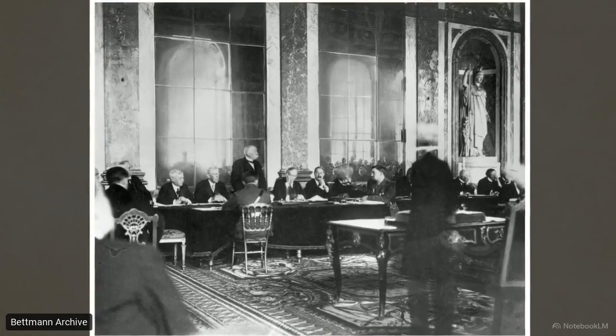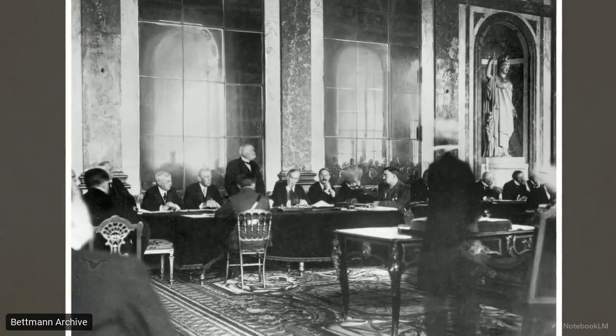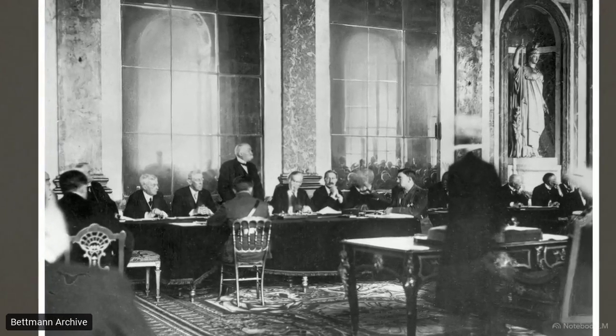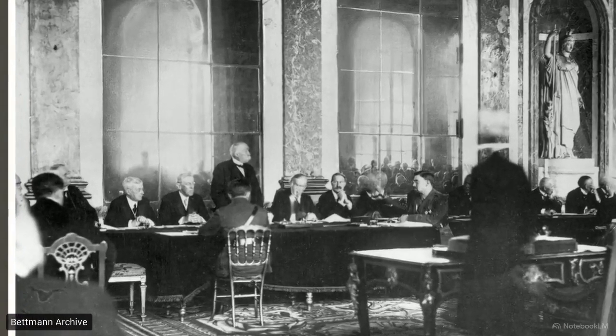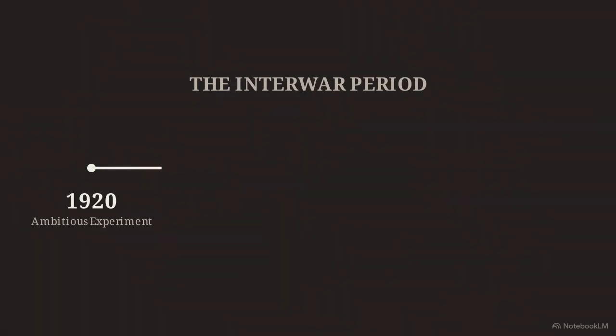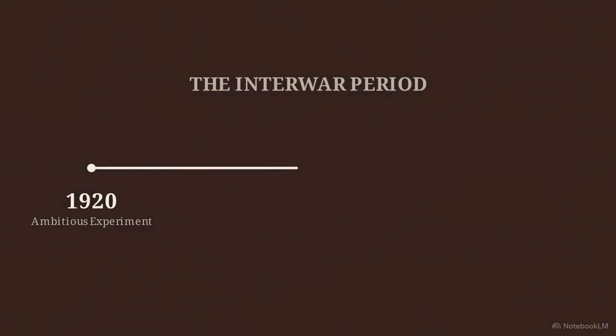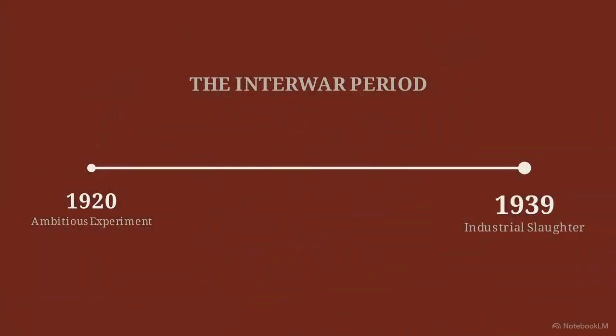Following the armistice, global leaders gathered in Paris to sign the foundational treaties of a new global body, the League of Nations. Yet, despite being the most ambitious diplomatic experiment in human history, this system would collapse into a Second World War just 2 decades later.